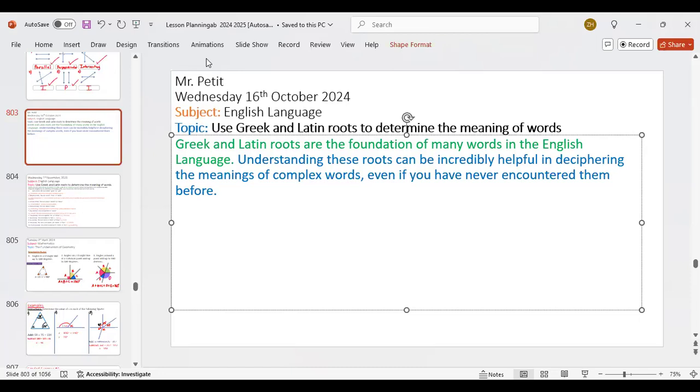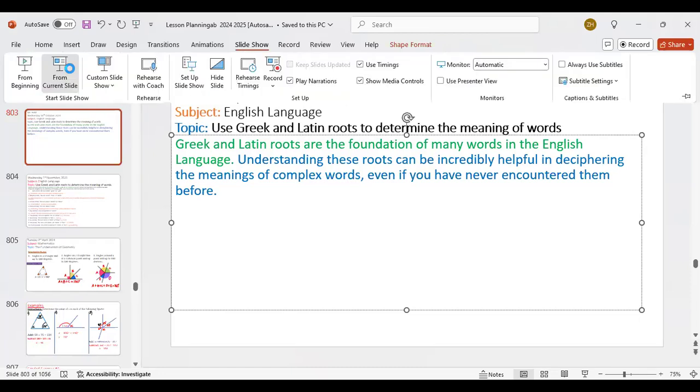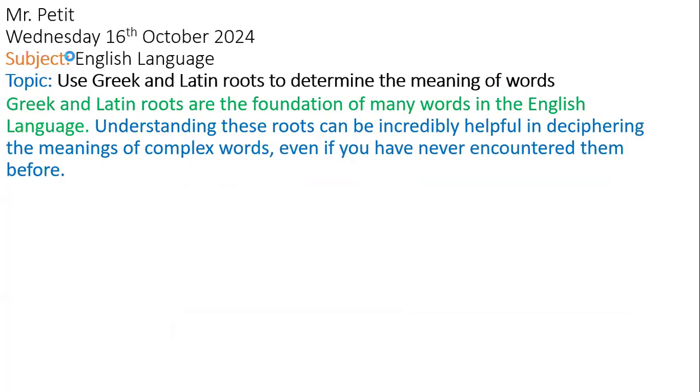Kanan, read these 2 sentences for me, please. From the green part. Greek and Latin roots are the foundation of many words in the English language. Understanding these roots can be incredibly helpful in deciphering the meanings of complex words, even if you have never encountered them before. Very good. Can someone give me some examples of Greek and Latin roots, if you know them?